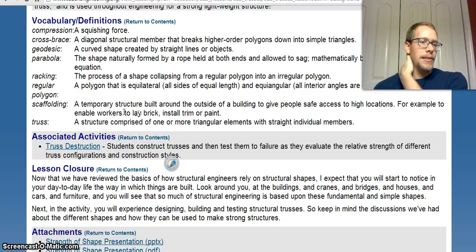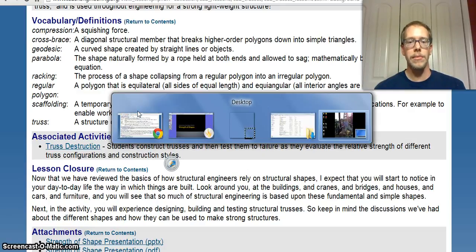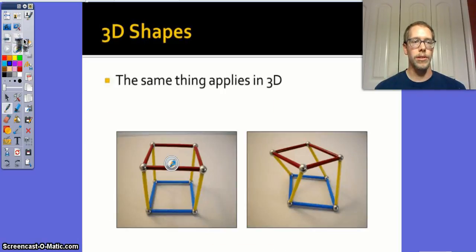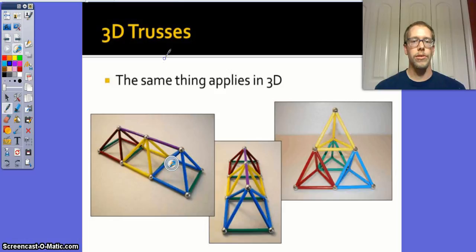All right, and then scaffolding and truss, these are ways, scaffolding is a way that construction workers reach tall heights, but a truss is what I was talking about there towards the end, and that's where we use triangular elements to strengthen our three-dimensional structure. So notice here, racking, causing this to compress if we apply compression from the top down. Here we build these trusses that give a ton more strength to our three-dimensional structures.